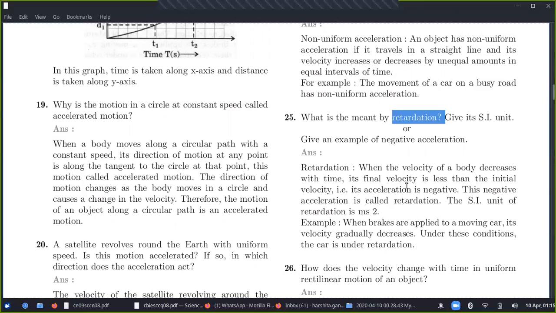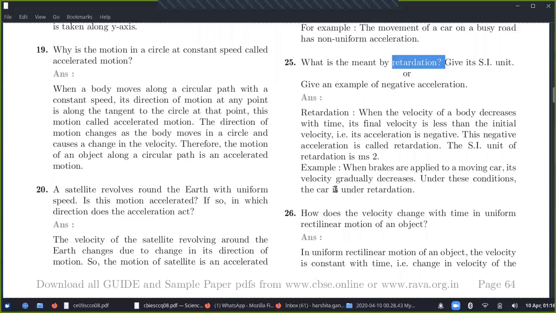To give an example of negative acceleration, when brakes are applied to a moving car, let's say a car is moving with some velocity u, and suddenly the brakes are applied and the car stops. There is no acceleration there, there is retardation, because initially the velocity was higher and finally the car has stopped, so the velocity is zero. Okay? So in this case, there is a retardation in the object. Under these conditions, the object is said to be in retardation.